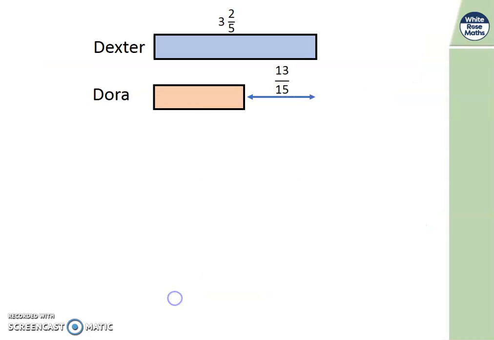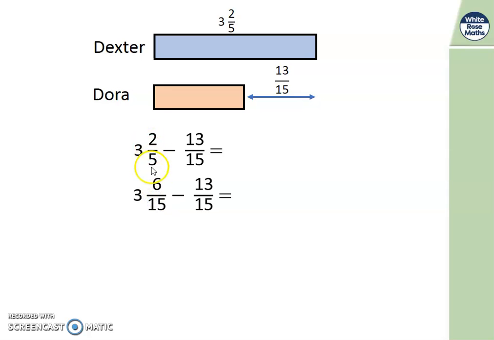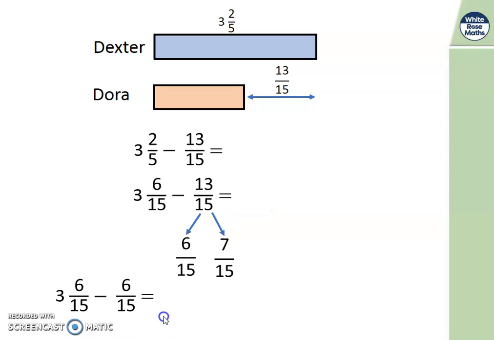Let's see how you did. We're going to do 3 2/5 subtract 13/15. So we're going to change this to 15ths first. That's multiply both parts by 3 to get 6/15. Subtract 13/15. So I want to subtract 6 first, and to make it up to 13 I've got another 7 to take away. So 3 6/15 take away 6/15 will get me back to 3 whole ones. Then 3 whole ones subtract the 7/15 is 2 8/15.